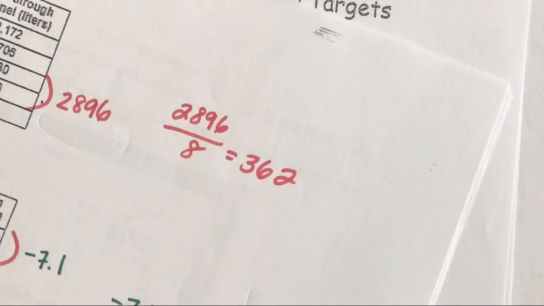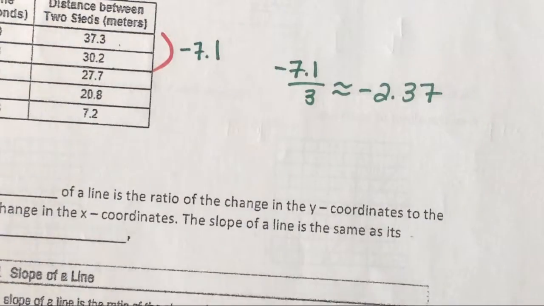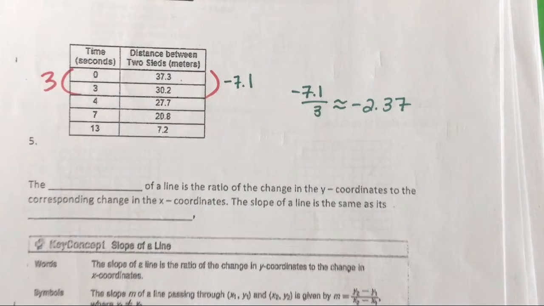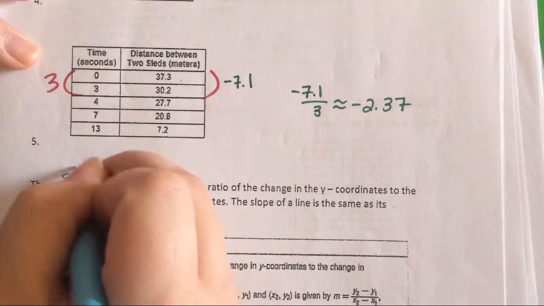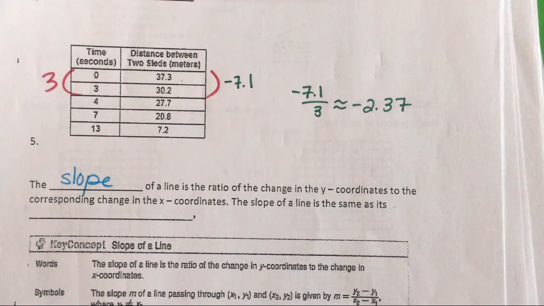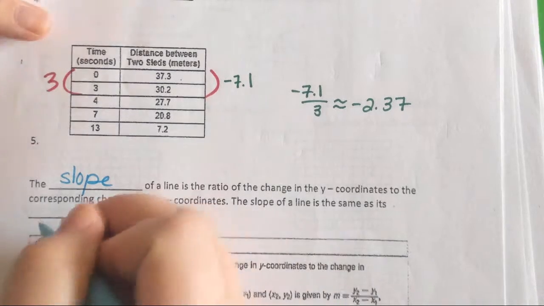Okay, we were doing rate of change yesterday, and today we're going to talk about the slope of a line. So that first blank is slope. Slope is the ratio of the change in y to the corresponding change in x. The slope of a line is the same as its, we talked about yesterday that they were synonymous, they were like nicknames. Slope in what word, what phrase? Rate of change.